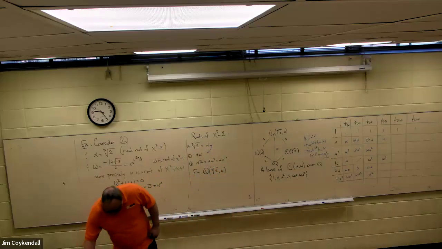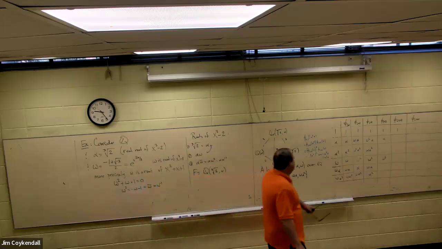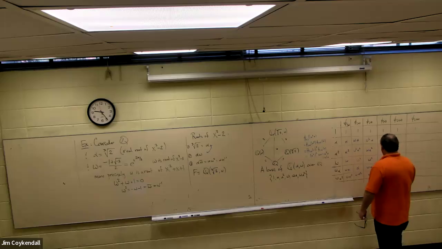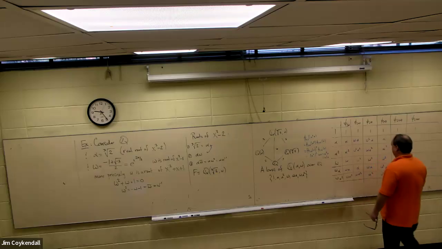And so let me finish this one off. I can finish this one off. This is just the square of this. This is just omega squared alpha. And this is just omega squared alpha squared.